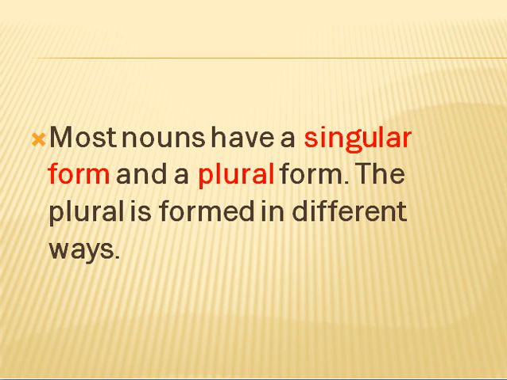Now most nouns have a singular form and a plural form. The plural is formed in different ways. Now we can say that noun is of two parts. Noun forms two types of number, that is singular number and plural number, like singular form and plural form. So most nouns have a singular form and a plural form. The plural form is formed in different ways. Now what are those ways?